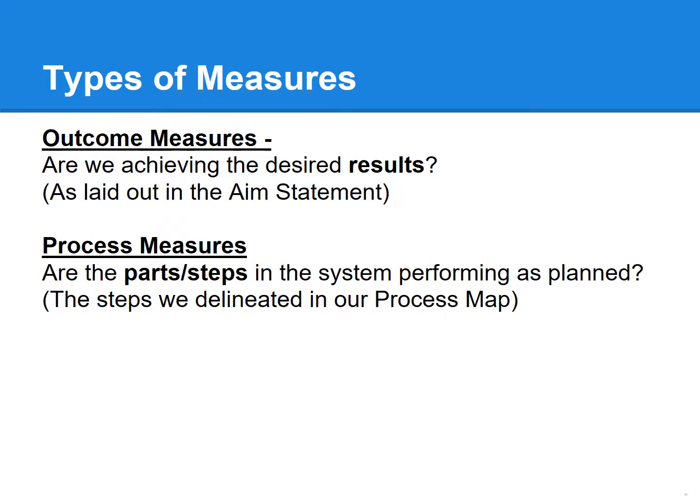Process measures are things that you measure to see if the parts or steps in the system are performing as planned. In other words, steps in that process map that you made, you can measure things about those steps to see if they're happening as they should or when they should. And often you can get this data much faster than you can get your outcome measures. And that can help you influence your system or make changes to your system and not have to wait the many months or years sometimes that you need to wait to get outcome measures.